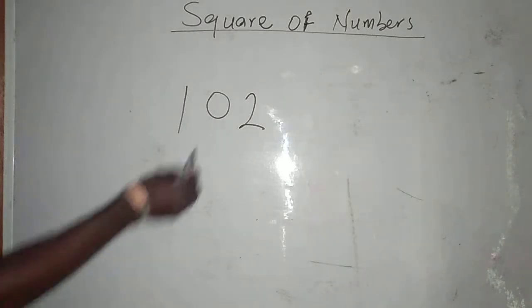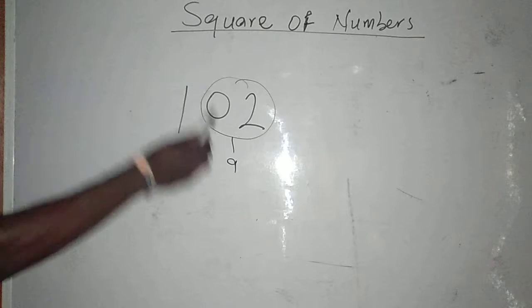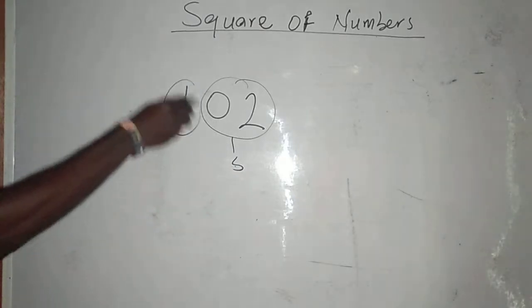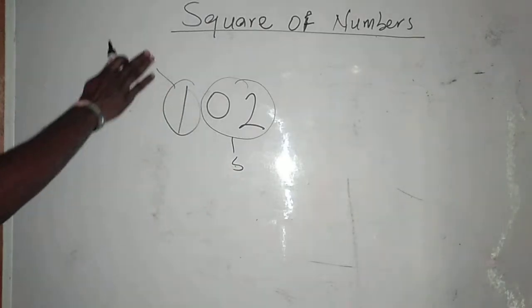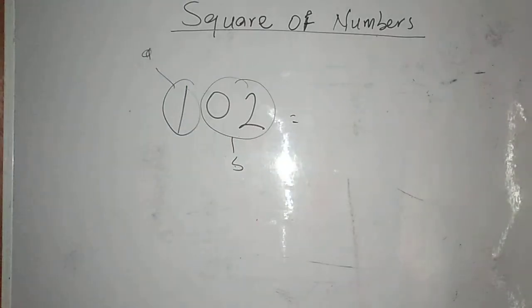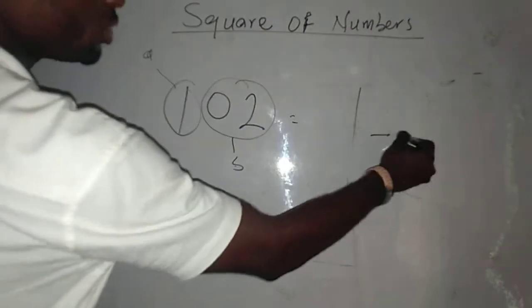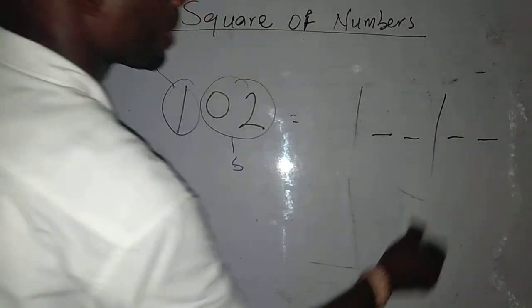I will categorize. This should be my A. This one should be my B. This one will be my A. Now, the same way, but this time around, at this third, it will be like this. The first number, 1, 2, 1, 2.